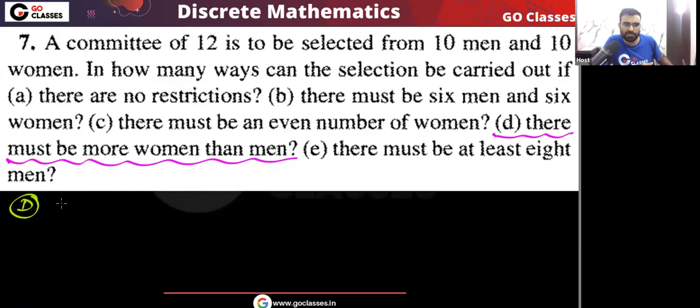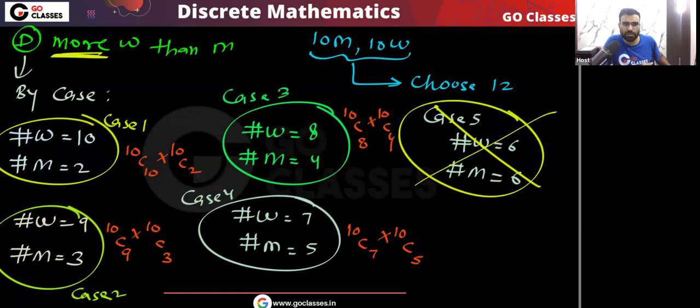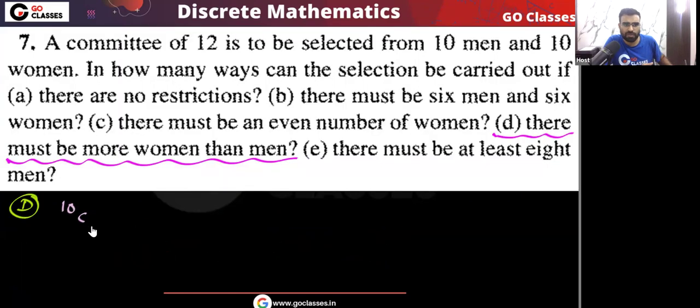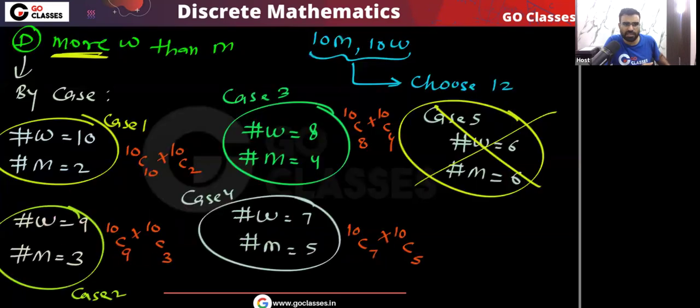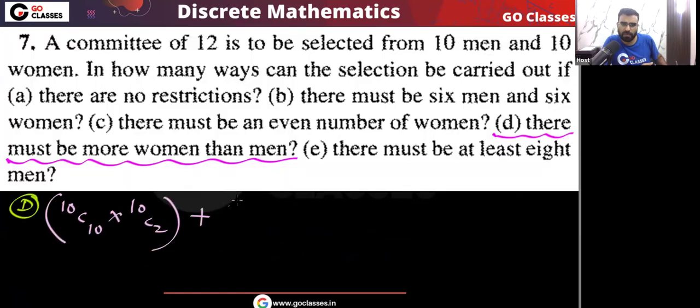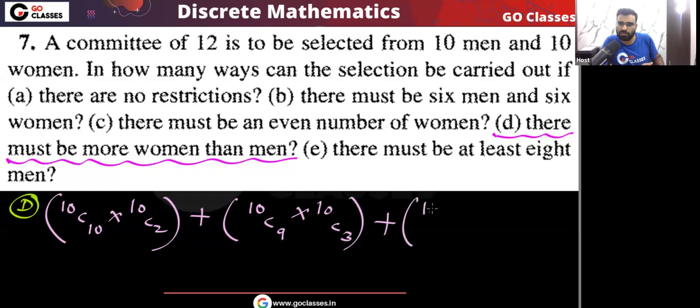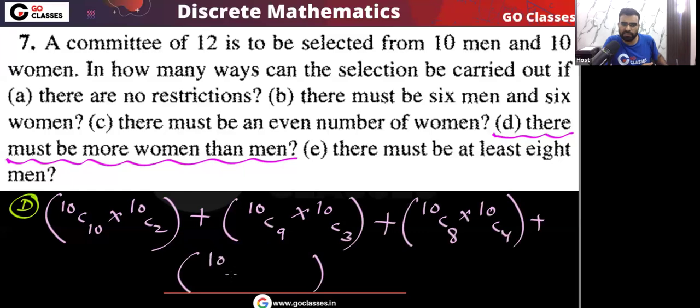So the answer that you will get will be something like this: 10c10 into 10c2. This is case number 1, plus what is case number 2? That is 10c9 into 10c3, plus next 10c8 into 10c4, plus, and the last, that is 10c7 into 10c5. Okay, this is the answer for part D.